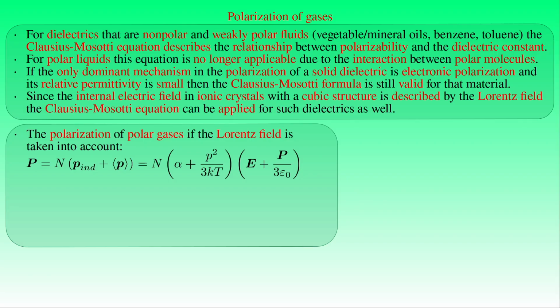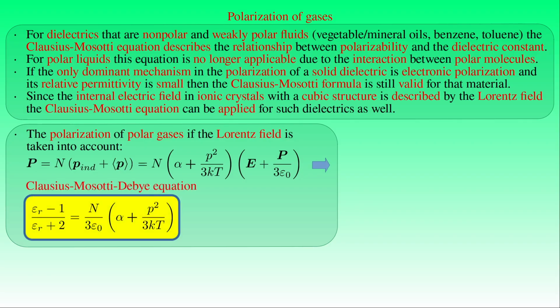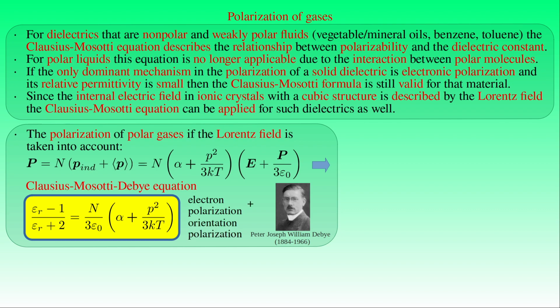In this case, we need to modify the Clausius-Mossotti equation by replacing the molecular polarizability alpha with the sum of alpha and the ratio of p squared to 3 times k times T. This formula is called the Clausius-Mossotti-Debye equation, since the physicist and chemist Peter Debye introduced the concept of orientation polarization and determined its explicit form based on the statistical mechanical calculations presented here before. Hence, this equation describes not only electronic polarization due to the electron shell deformation in molecules but also orientation polarization due to the alignment of their permanent dipole moment.